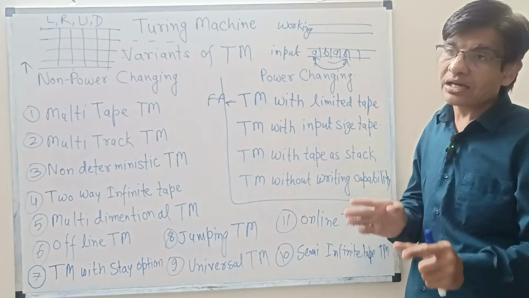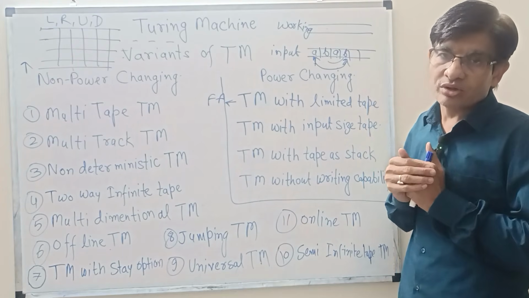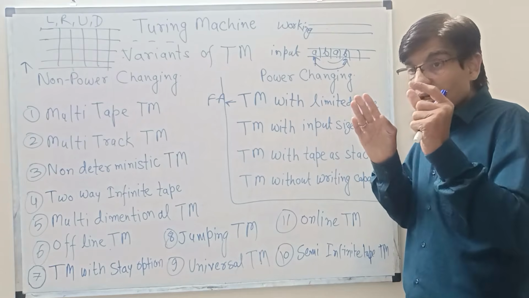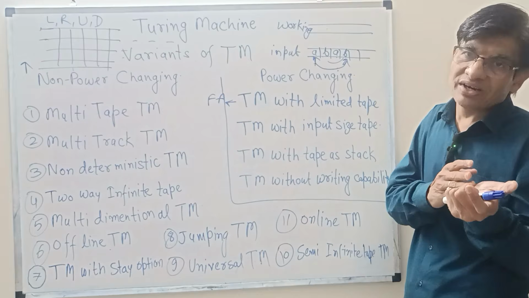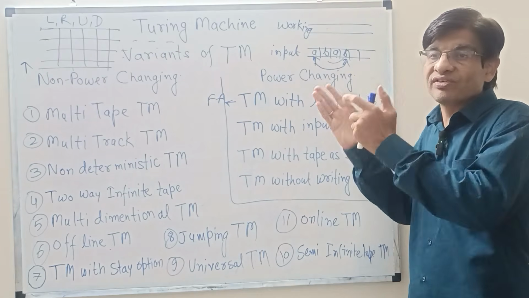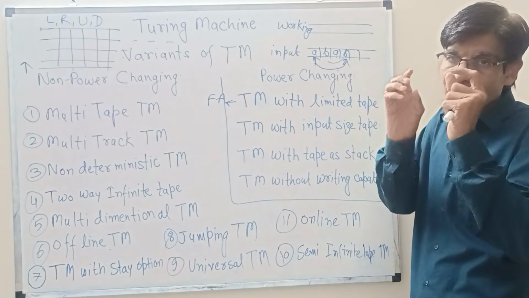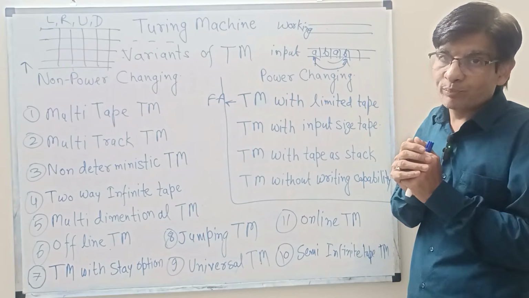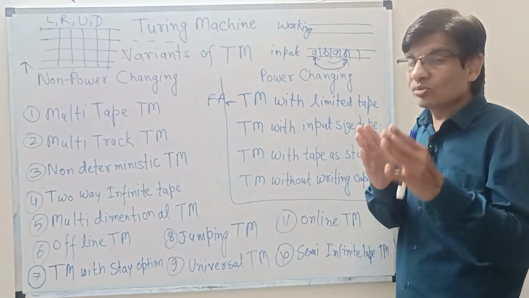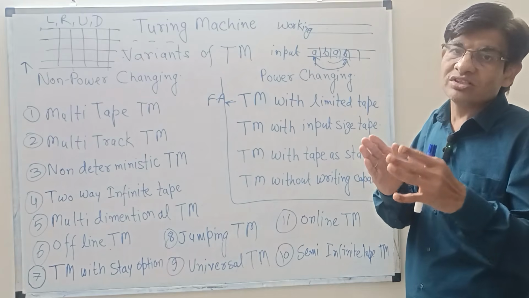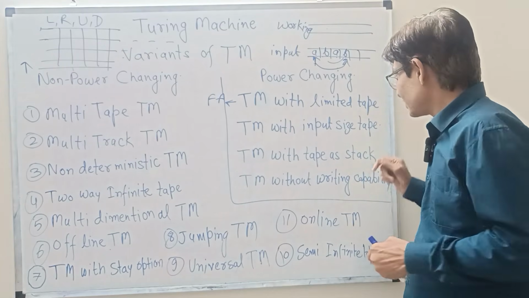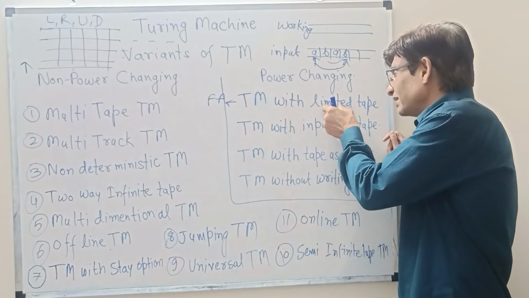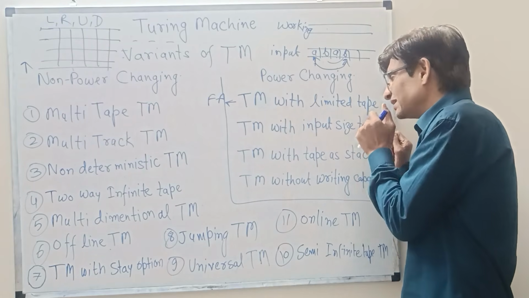That means it can accommodate only 10 symbols. Whatever you have in your input, whether 5 symbols or 15 symbols, you can use only 10 symbols at a time. You can store only 10 symbols at a time. So this is the difference between limited size tape and input size tape.